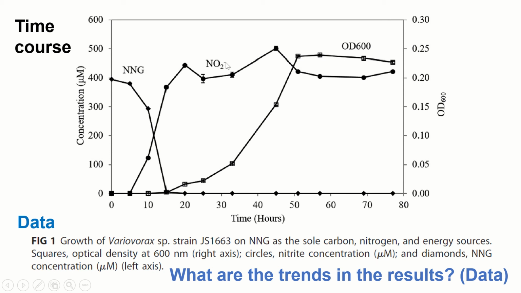Then we can look at nitrate concentration. And so we follow the line for nitrate concentration, and this starts to increase all the way up to about 20 hours where it about flatlines. Then finally, for the OD600, there is no measurable OD600 until all the NNG is consumed, and then it starts to increase, going up to about 50 hours, where it plateaus. All right, so all you're trying to do here is just describe the trends that you see.